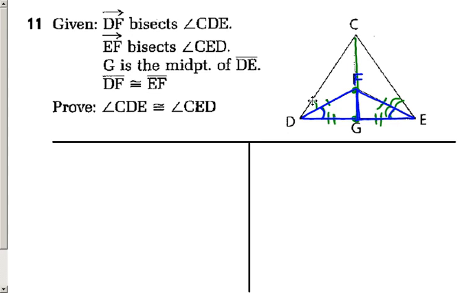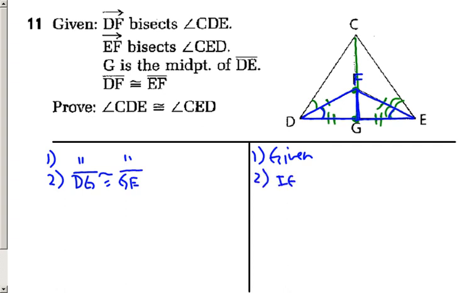So first thing I gotta say that was not given to me was the fact that DG is congruent to GE. That was not in the given, so I need to say it. And it's a really simple reason. It's just because G is a midpoint, but you still need to say it. So if midpoint, then two congruent segments. All right.